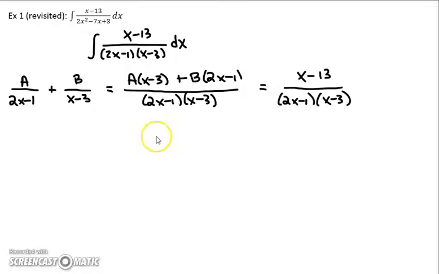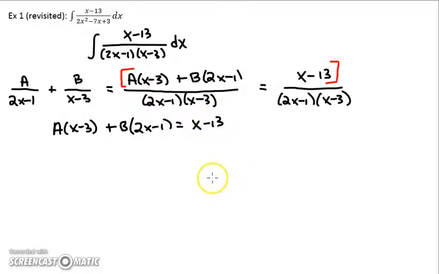So how we're going to do that is we're going to focus just on our numerators. We know the denominators are the same, but we're going to focus just here to figure out what A and B are. So we're going to look at just A(x - 3) + B(2x - 1), and knowing that that has to equal x - 3. Sorry about that.